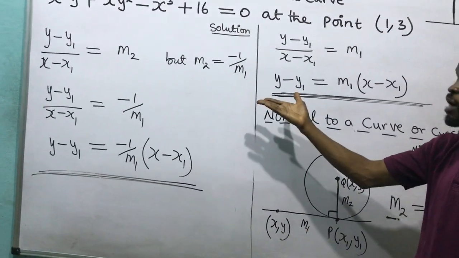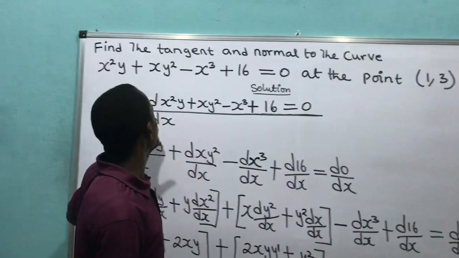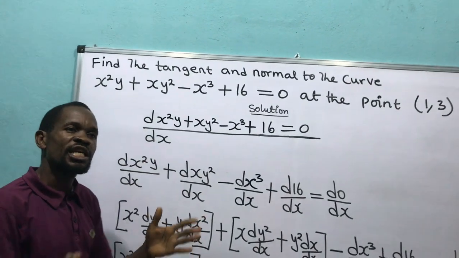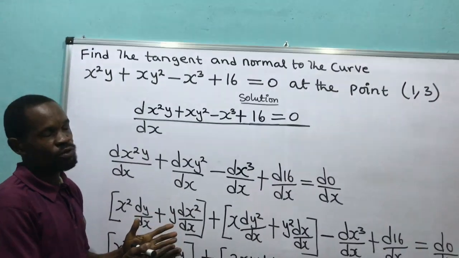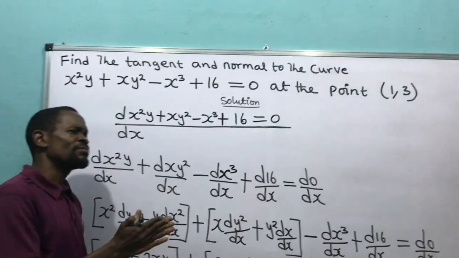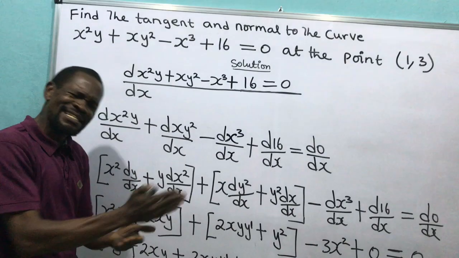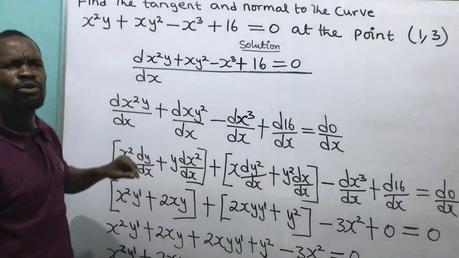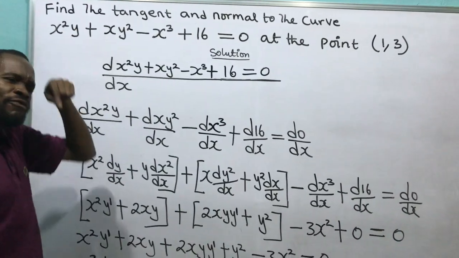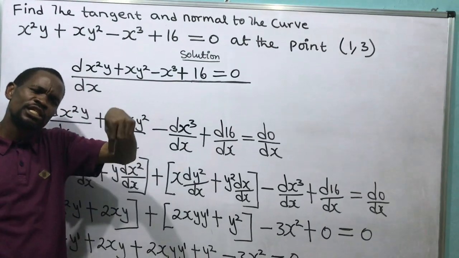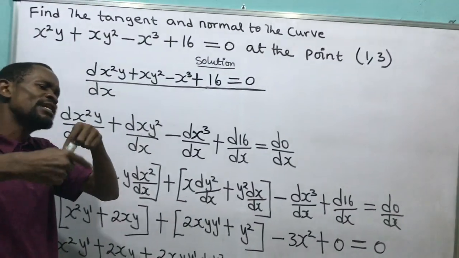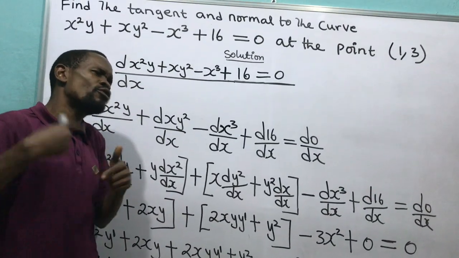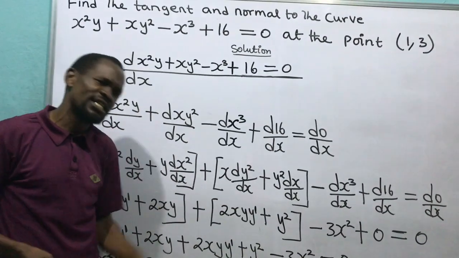Then let us apply it in our question. Let us solve our question right now. Since we already know the equation of the tangent and the equation of the normal, let's solve the equation now. So what is the main thing I need here? The main thing I need here is to get the slope of the tangent. I'll first of all get the slope of the tangent before I can get the normal. I can't get the slope of the normal without getting the slope of the tangent.